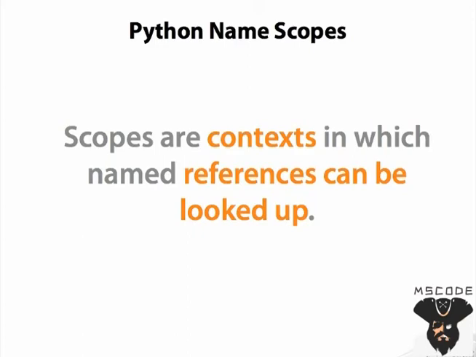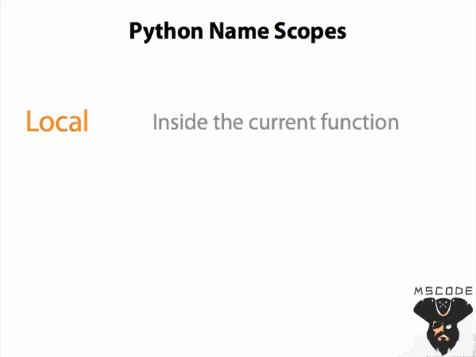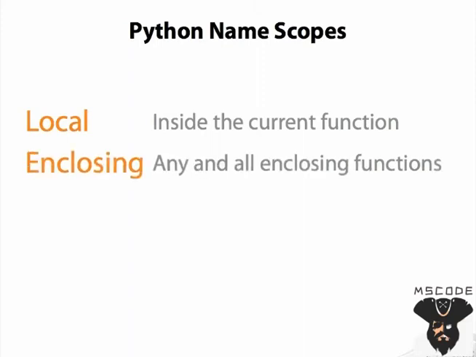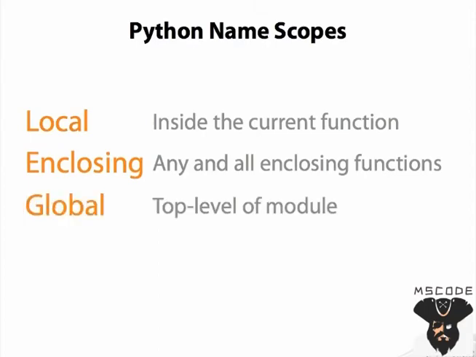The 4 scopes, from narrowest to broadest, are local, those names defined inside the current function; enclosing, those names defined inside any and all enclosing functions. This scope isn't important for the contents of this Python Fundamentals course. Global, those names defined at the top level of a module.